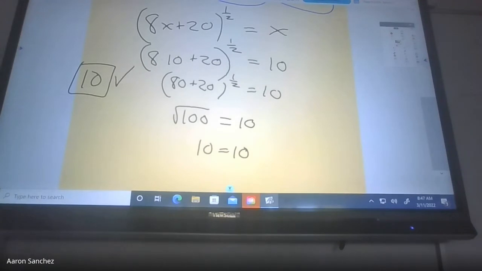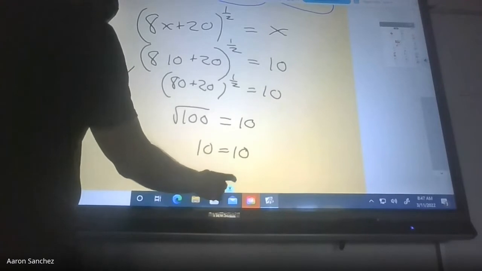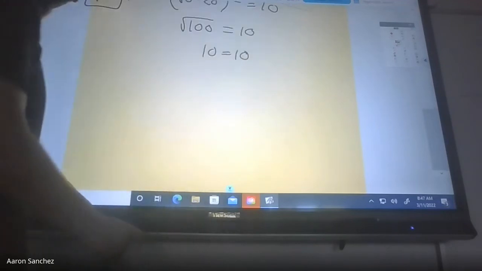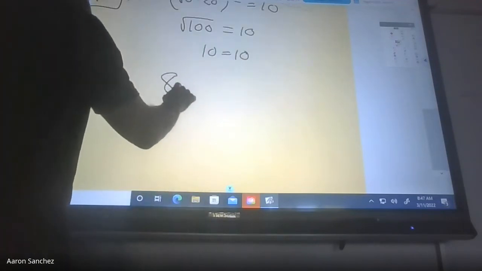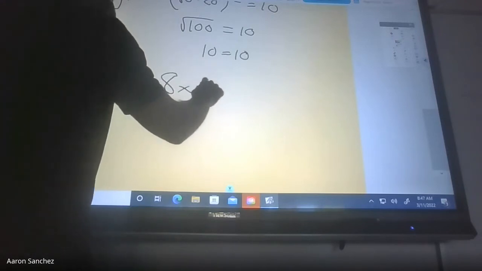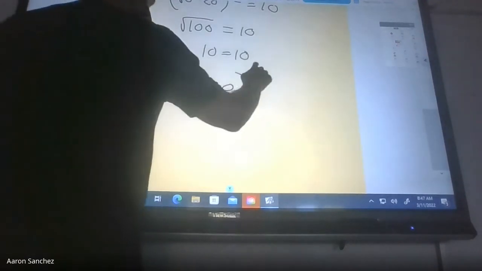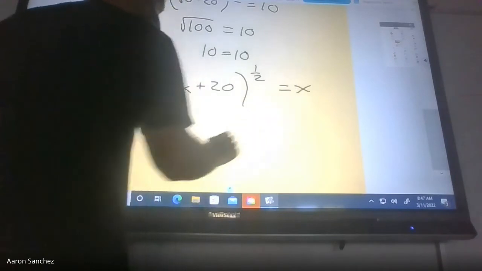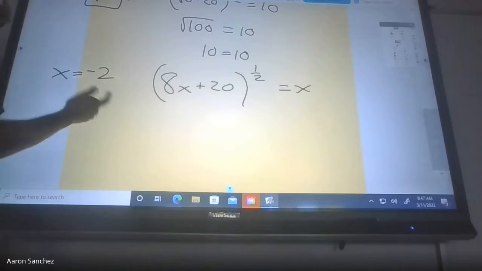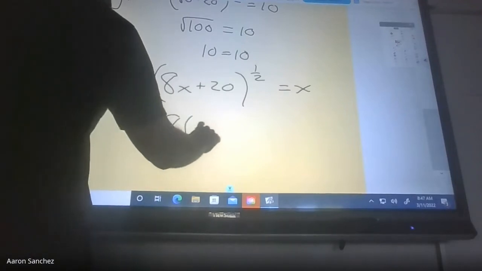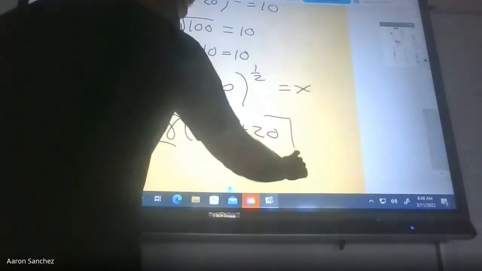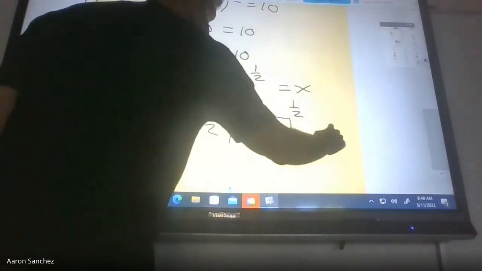Now let's try the other number, which was it negative 8? Ready for the next one? So let's put the next one. 8x plus 20 to the 1/2 power, does that equal x? And what was my other one? x equals, was it negative 8? Oh, negative 2. Okay, negative 2. Let's plug in negative 2. 8 times negative 2 plus 20 to the 1/2. Does that equal negative 2?